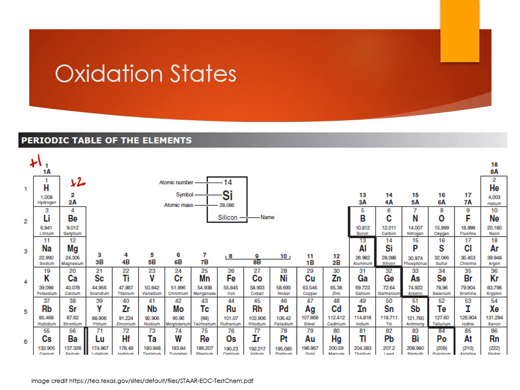We're going to skip the transition metals. They're kind of weird. They can have multiple oxidation states. That's why we have Roman numerals. Boron's group is going to be a +3. Carbon's group, I'm going to leave it blank.